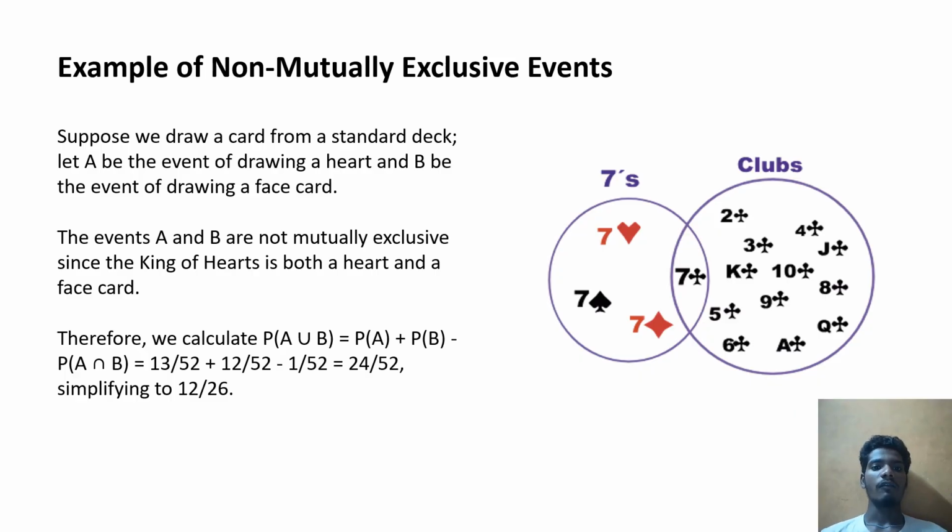Example of non-mutually exclusive events. Suppose we draw a card from a standard deck. Let A be the event of drawing a heart and B be the event of drawing a face card. The events A and B are not mutually exclusive since the king of hearts is both a heart and a face card. Therefore, we calculate P of A union B is equal to P of A plus P of B minus P of A intersection B is equal to 13 by 52 plus 12 by 52 minus 3 by 52 is equal to 22 by 52, which simplifies to 11 by 26. This is the diagram of non-mutually exclusive events.